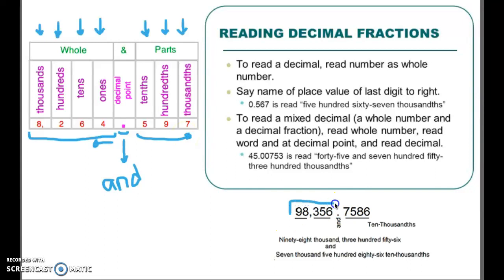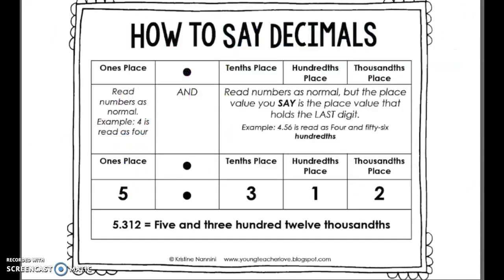Here's another big number down here. We have 98,356 and the last digit here, the 6, is in the 10,000ths spot. So we would have 98,356 and 7,586 10,000ths.